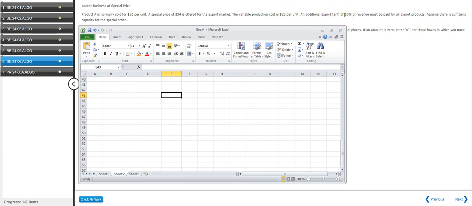A tariff is something they charge you in international trade for importing from an external environment, an export market. Also, this problem doesn't say anything about fixed costs, but if they include fixed cost, we would want to back that out because it's a sunk cost.